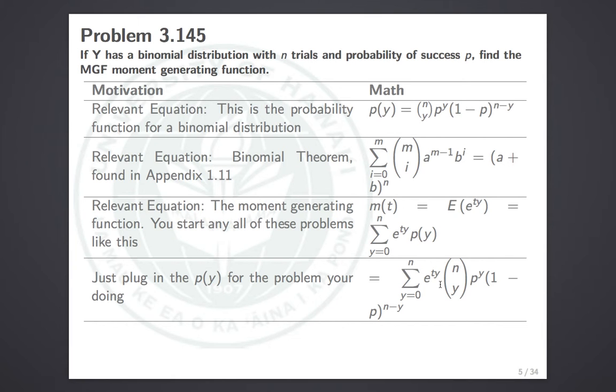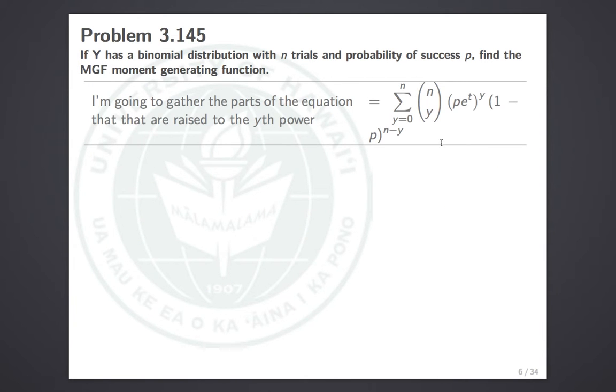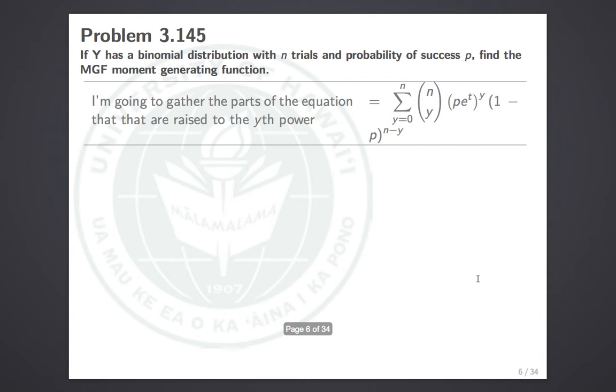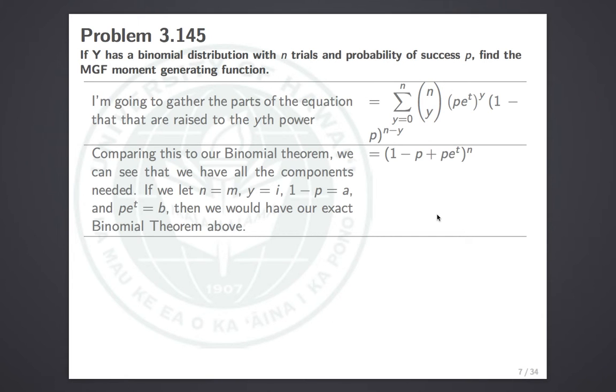So in this case, I'm taking my p(y), the one from here, and putting it straight in, replacing that right here. I'm going to gather the parts of the equation that are raised to the y. So if we look back at the previous one, I have e to the ty and also p to the y. What I have is n choose y, p e to the t to the y, and then 1 minus p, which is also known as q, to the n minus y. If I compare that to the binomial theorem, I find that that is exactly what I have.